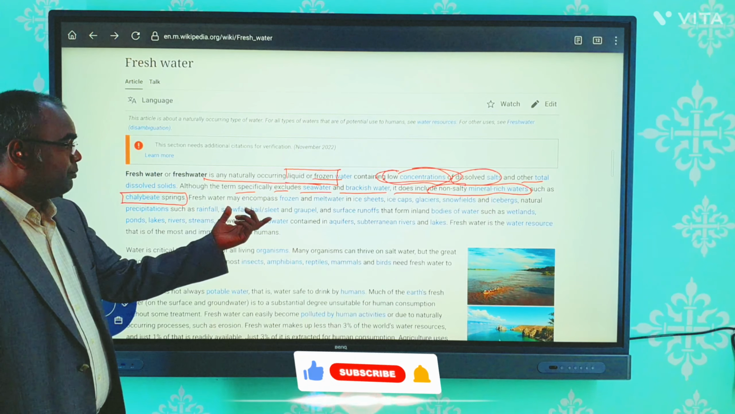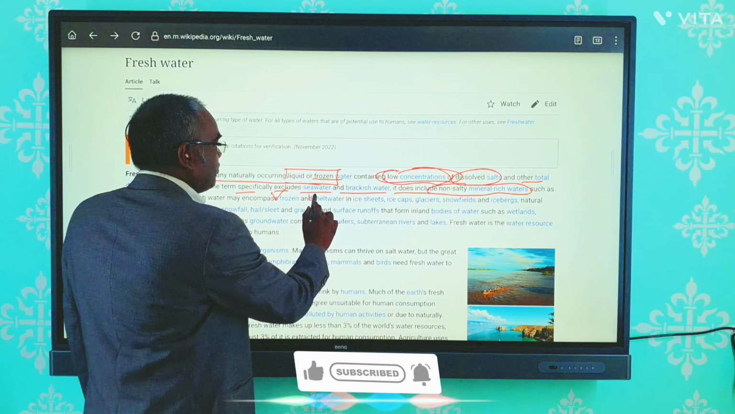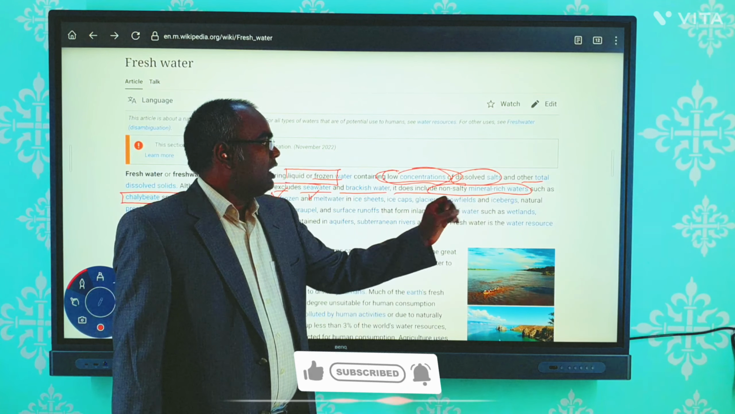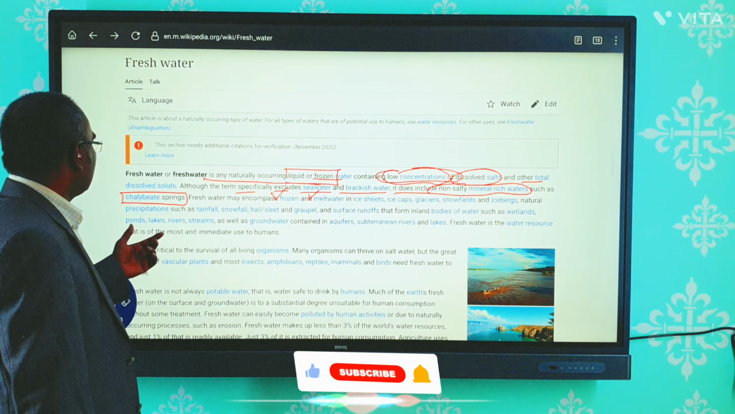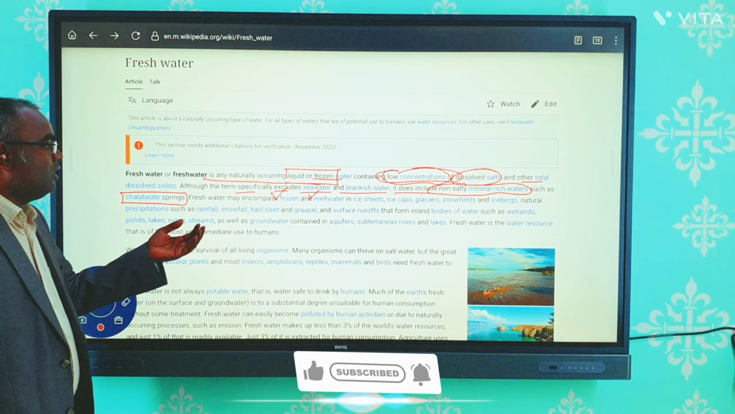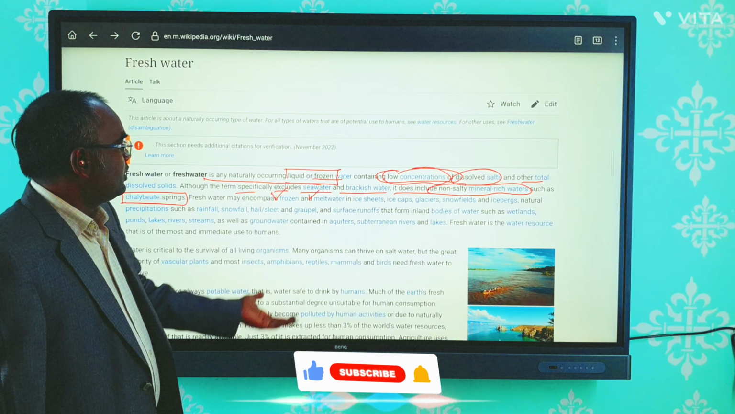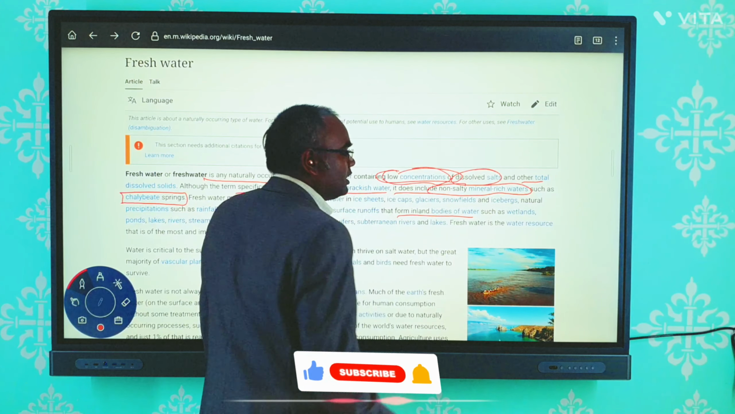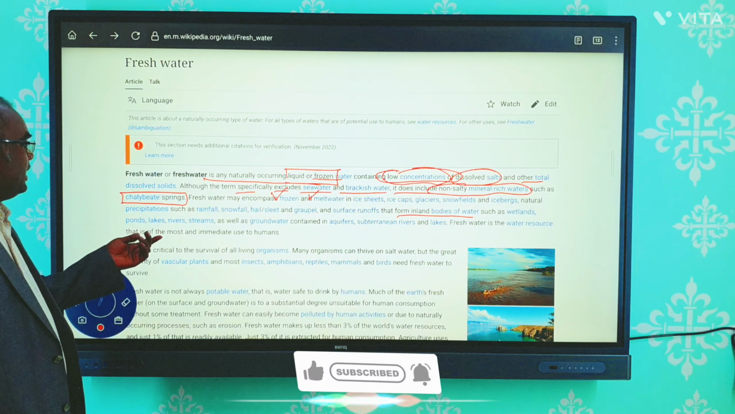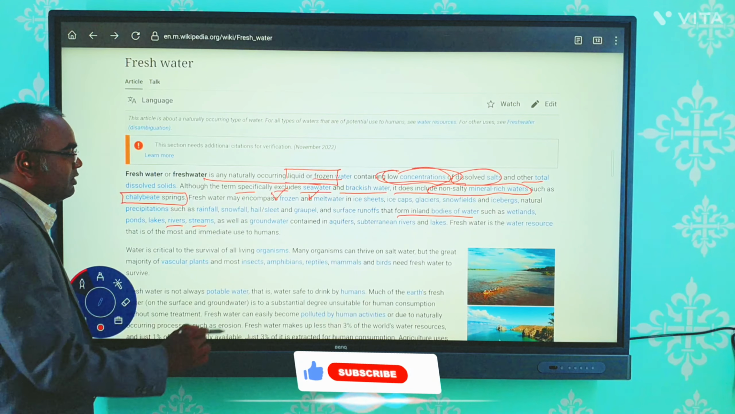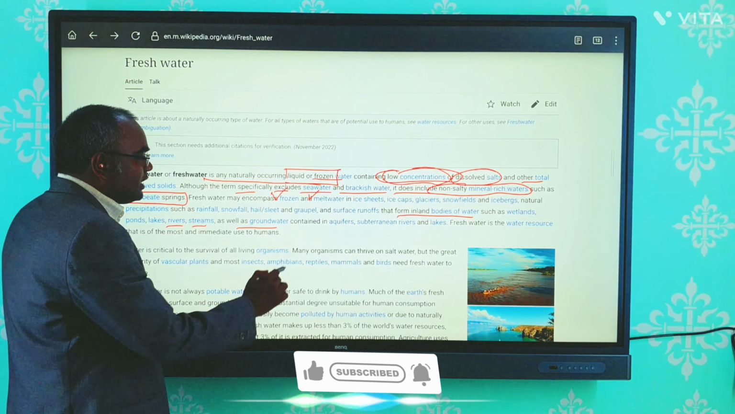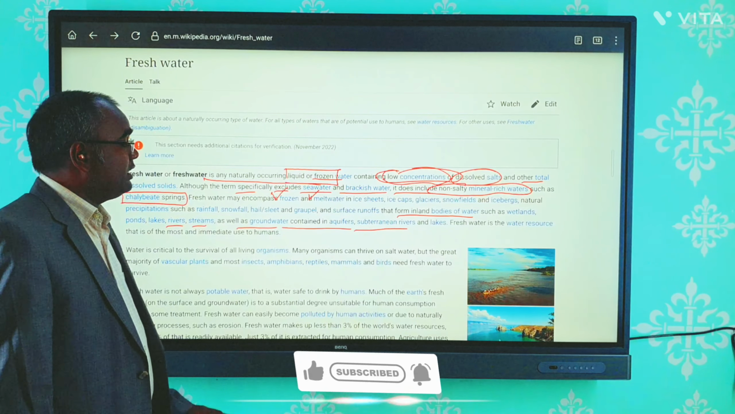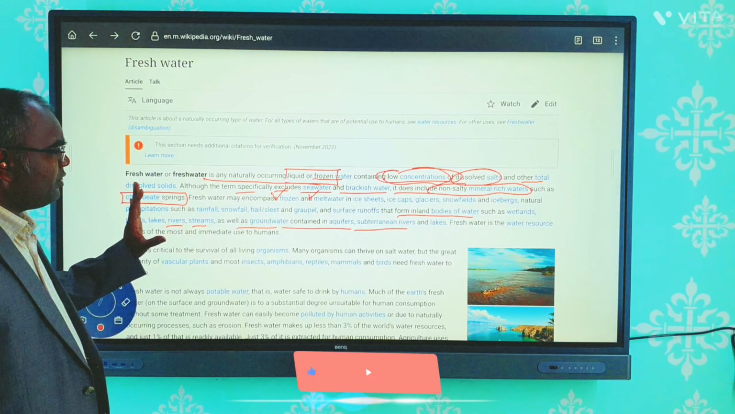Fresh water may encompass what? Frozen melt water in the form of ice sheets, ice caps, glaciers, snowfields, and ice bogs. Natural precipitations like rainfall, snowfall, hail, sleet, graupel, surface runoffs that form inland bodies of water such as wetlands, ponds, lakes, rivers, streams, as well as groundwater contained in the form of aquifers, subterranean rivers and lakes. So friends, this is the definition of fresh water.